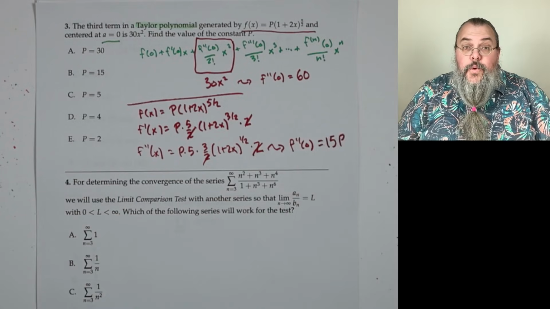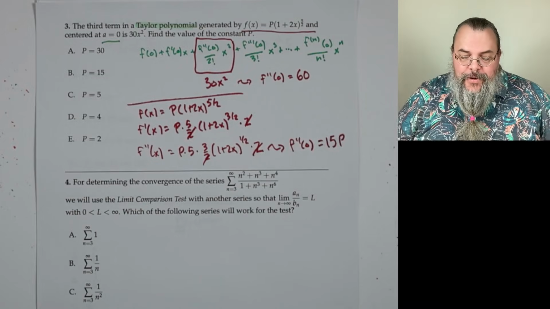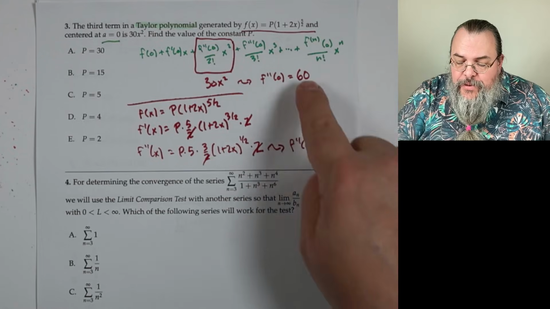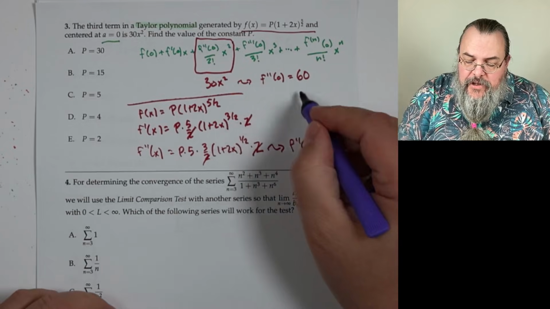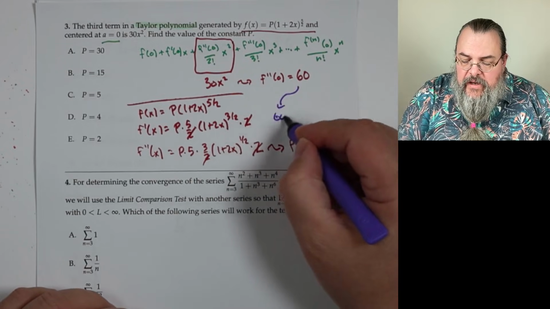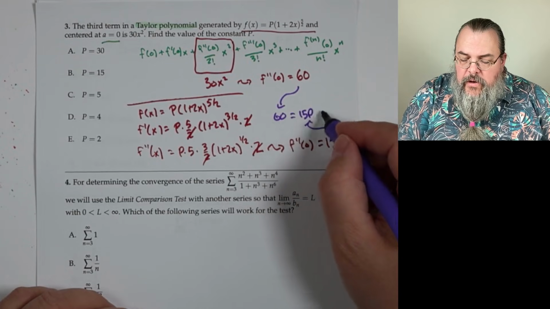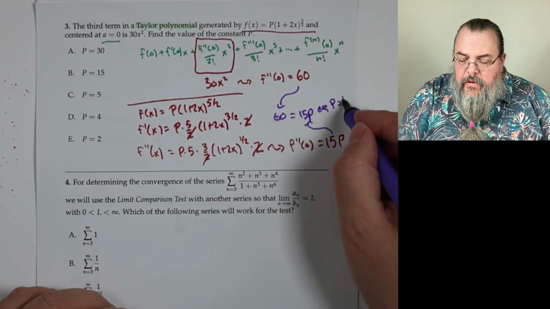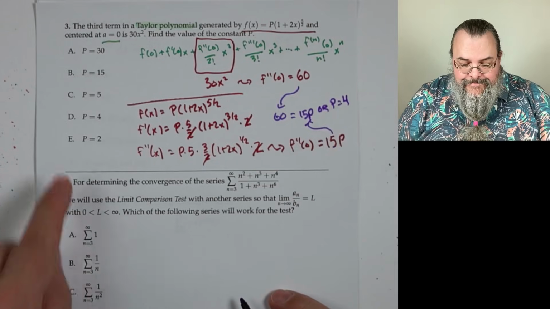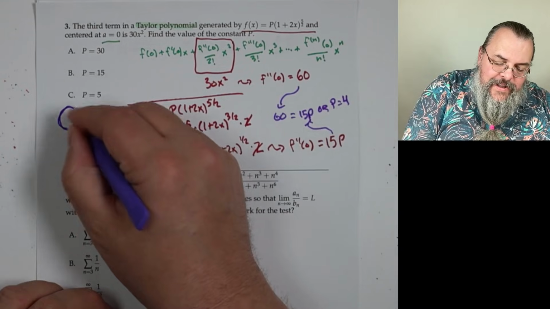And now we're like, ooh, we're there, right? We see it. What do we see? We see two expressions for f double prime of 0. So we come to the conclusion that 60 must be equal to 15 times p, or that p must equal 4. There we go. Woohoo! So this is good.